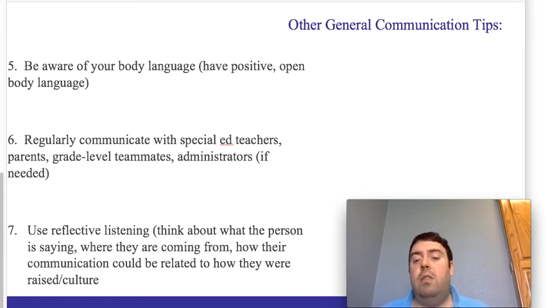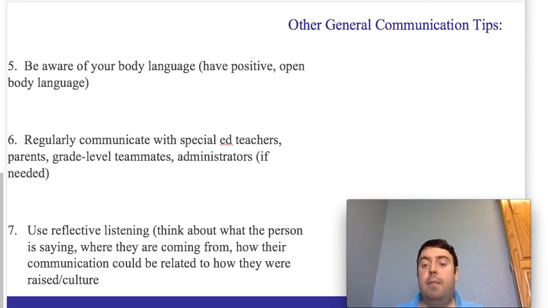Finally, when you start to disagree with either your students or a peer or colleague or even an administrator, try to use reflective listening before you right away respond. So reflective listening is basically you're thinking about, where is this person coming from? How could the way they're expressing their point of view be related to how they were raised or their culture? And also, reflective listening in general assumes positive intent. So I'm going to give an example.